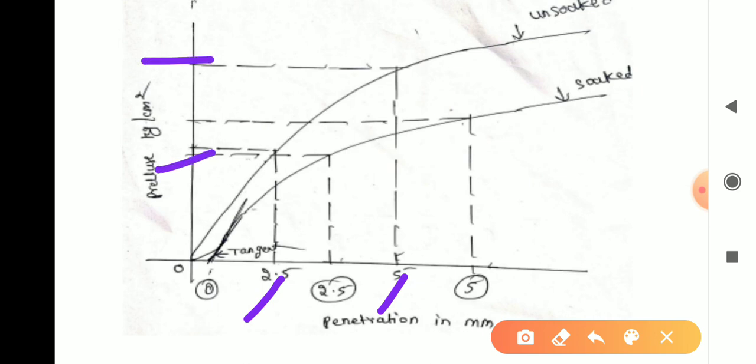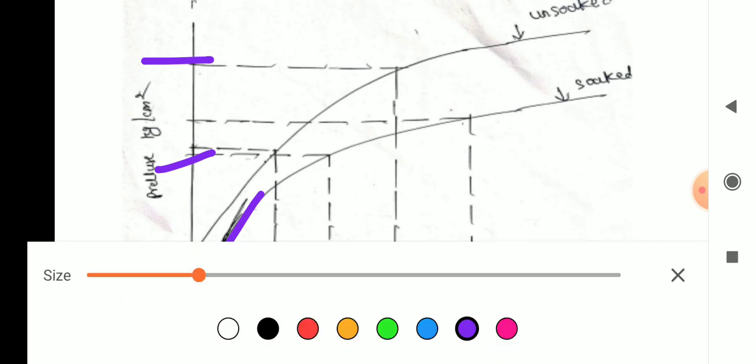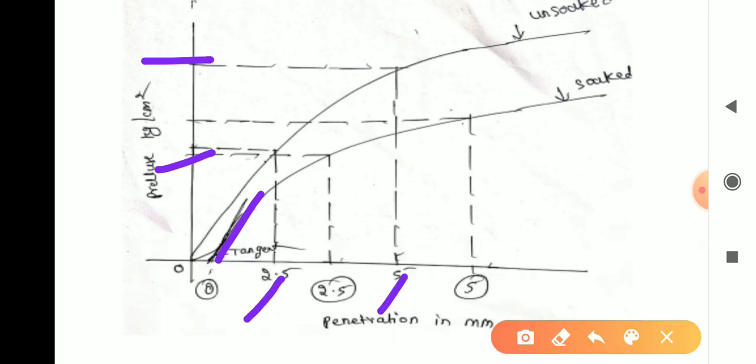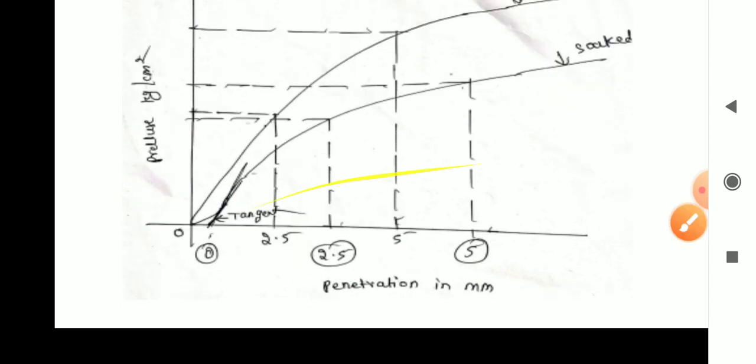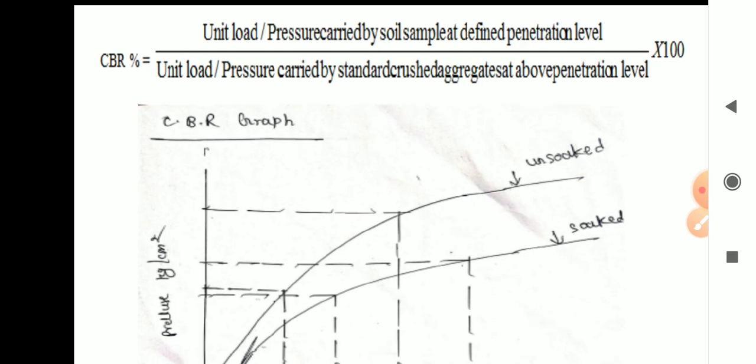In soaked, we have to draw a tangent. Here they have drawn the tangent; after drawing it, this becomes 0. Now 2.5 is shifted here and 5 is also shifted here. We find the load or pressure value corresponding to 2.5 and to 5, and substitute it in this formula. Into 100, you will get the CBR percentage.